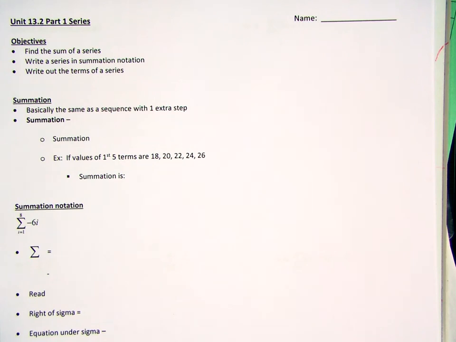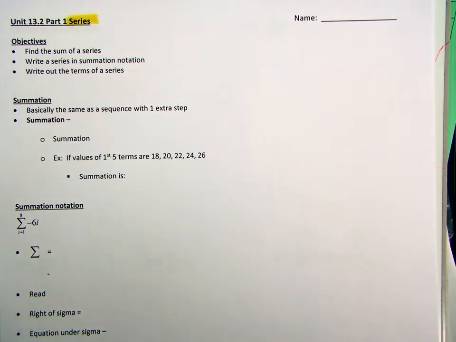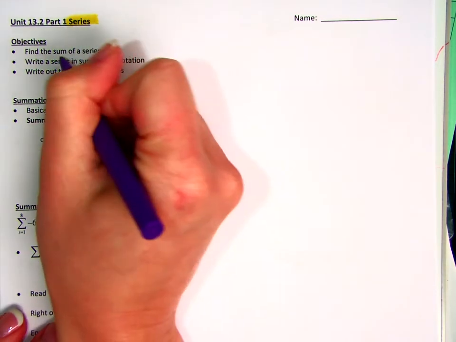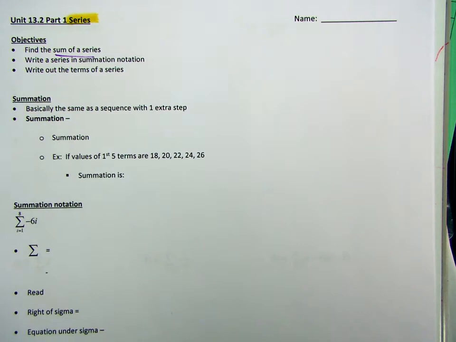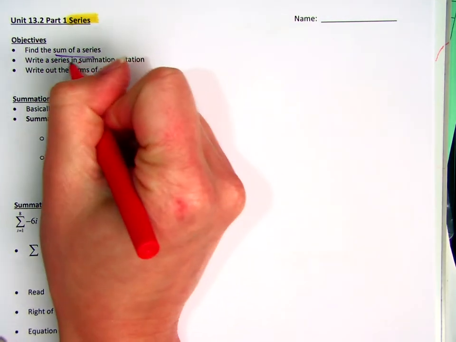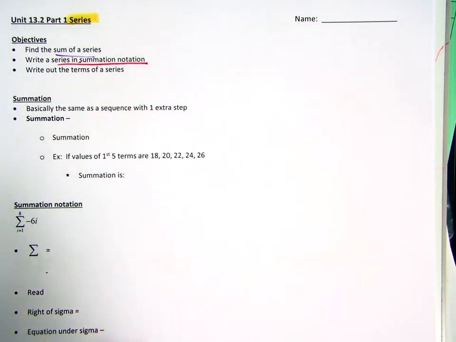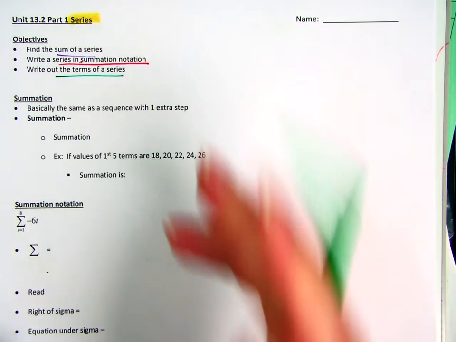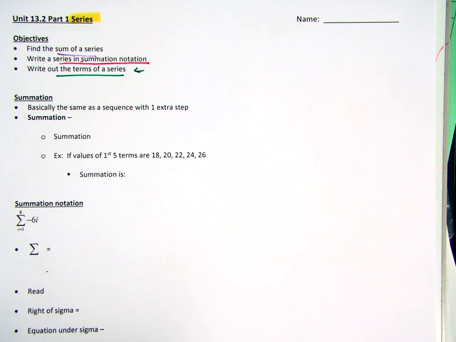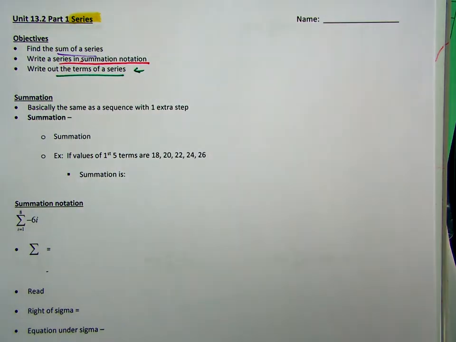All right, so today we're going to take a look at Unit 13, Section 2. Unit 13, Part 1 was all about sequence, and this time we're going to start focusing on a series. Specifically, we're going to be looking at how do we find the sum of a series, how do we write a series in summation notation, and how do we write out the terms in a series. This one's probably going to be the easiest one because it's really based on the other pieces, just involves a couple more variables than what the other ones do.